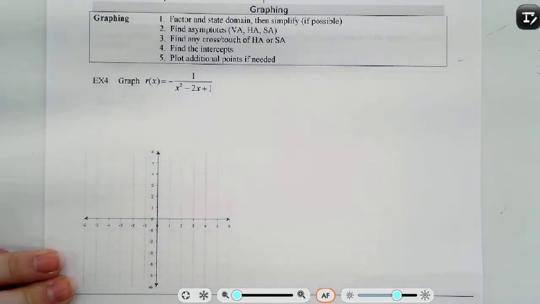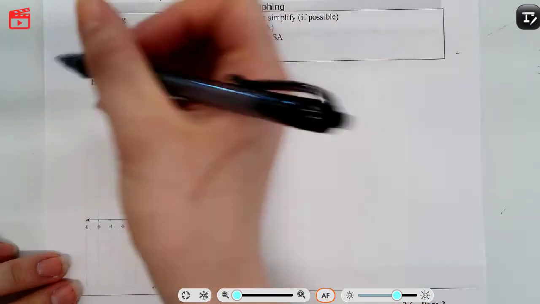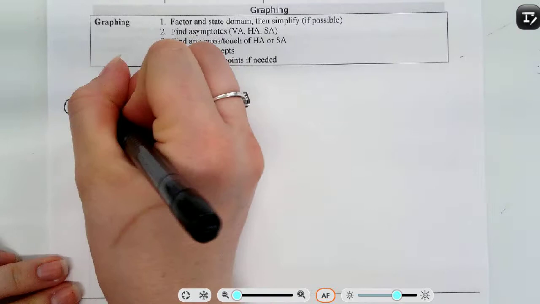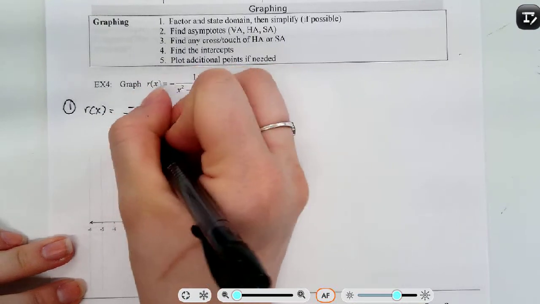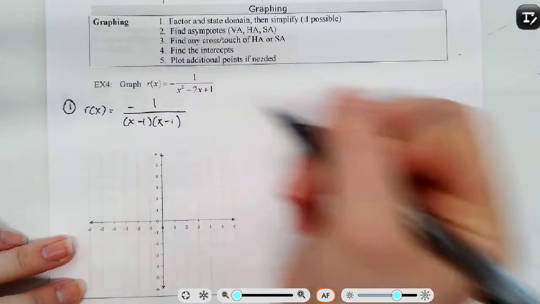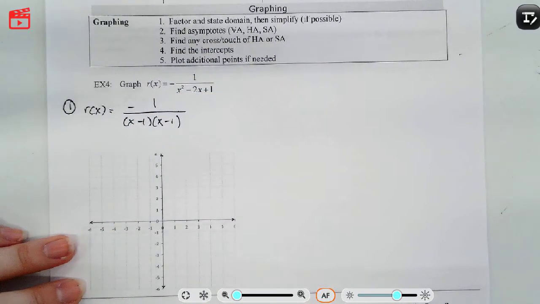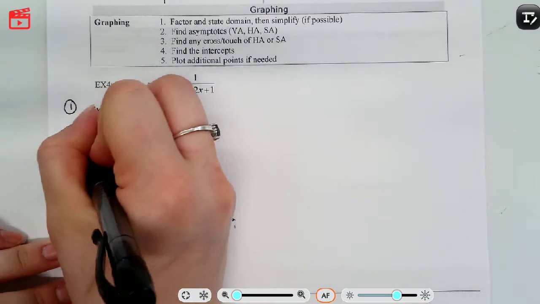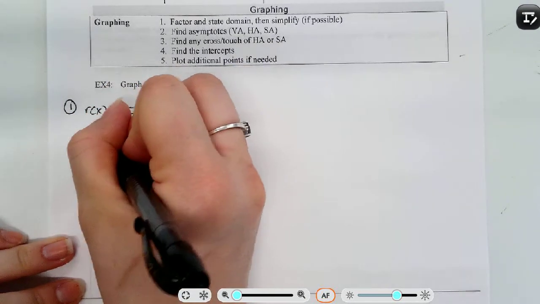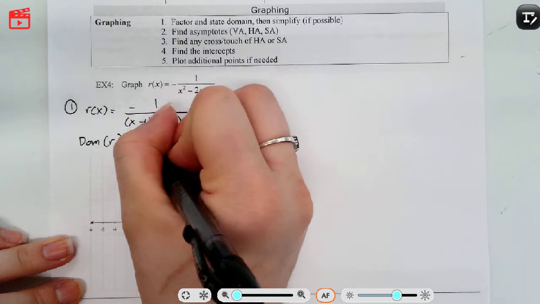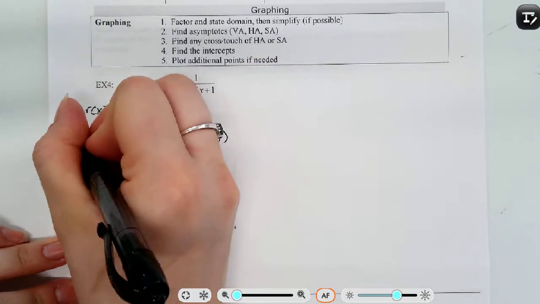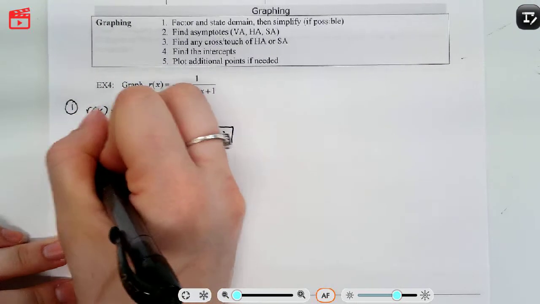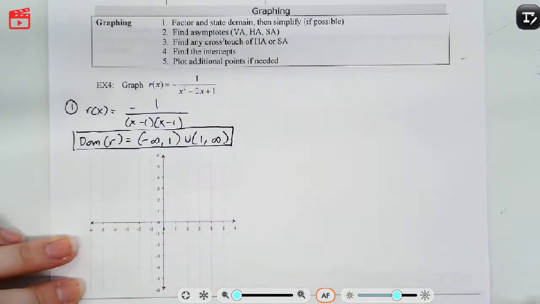All right, so let's start off. Let's factor and state the domain. So let's do step 1. So r of x is going to equal 1 over, let's see, factoring the bottom. We get that, which means x cannot equal 1. So for my domain of my graph, we can use every number except for 1. And I'll box that so my work can be seen clearly. Awesome.